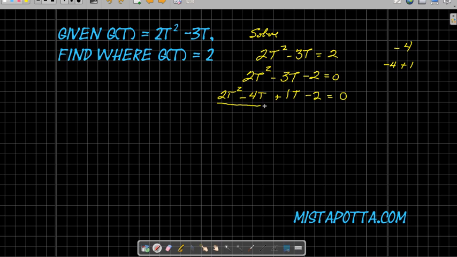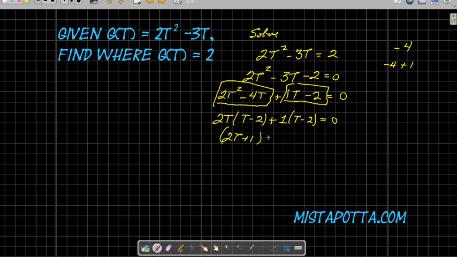And then I can factor by grouping this expression and this expression. So in this case, I would have 2t times (t minus 2) plus 1 times (t minus 2). And that would give me (2t plus 1) times (t minus 2), which would give me 0. And by the zero product property, I know that 2t plus 1 equals 0, or t minus 2 equals 0, which gives me a solution t equals negative 1/2, or t equals 2. And that's one way I could solve it.